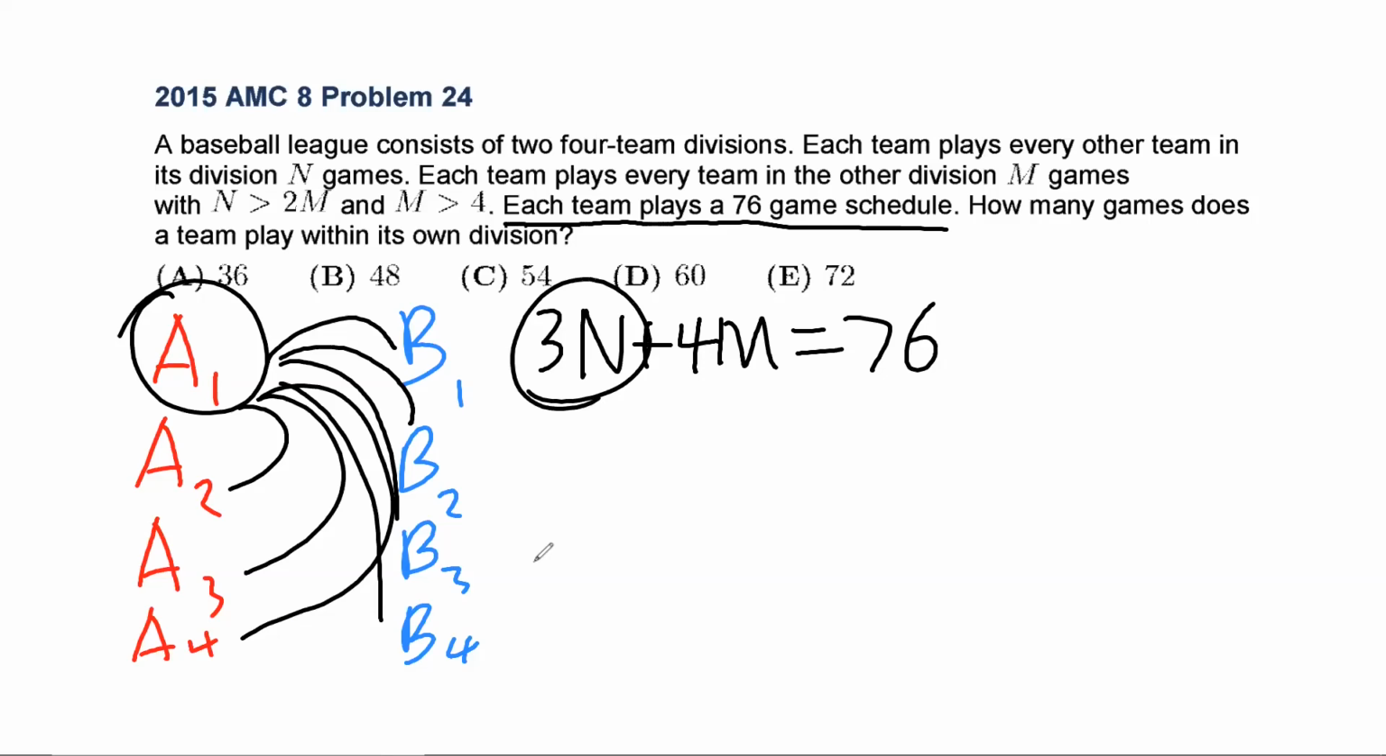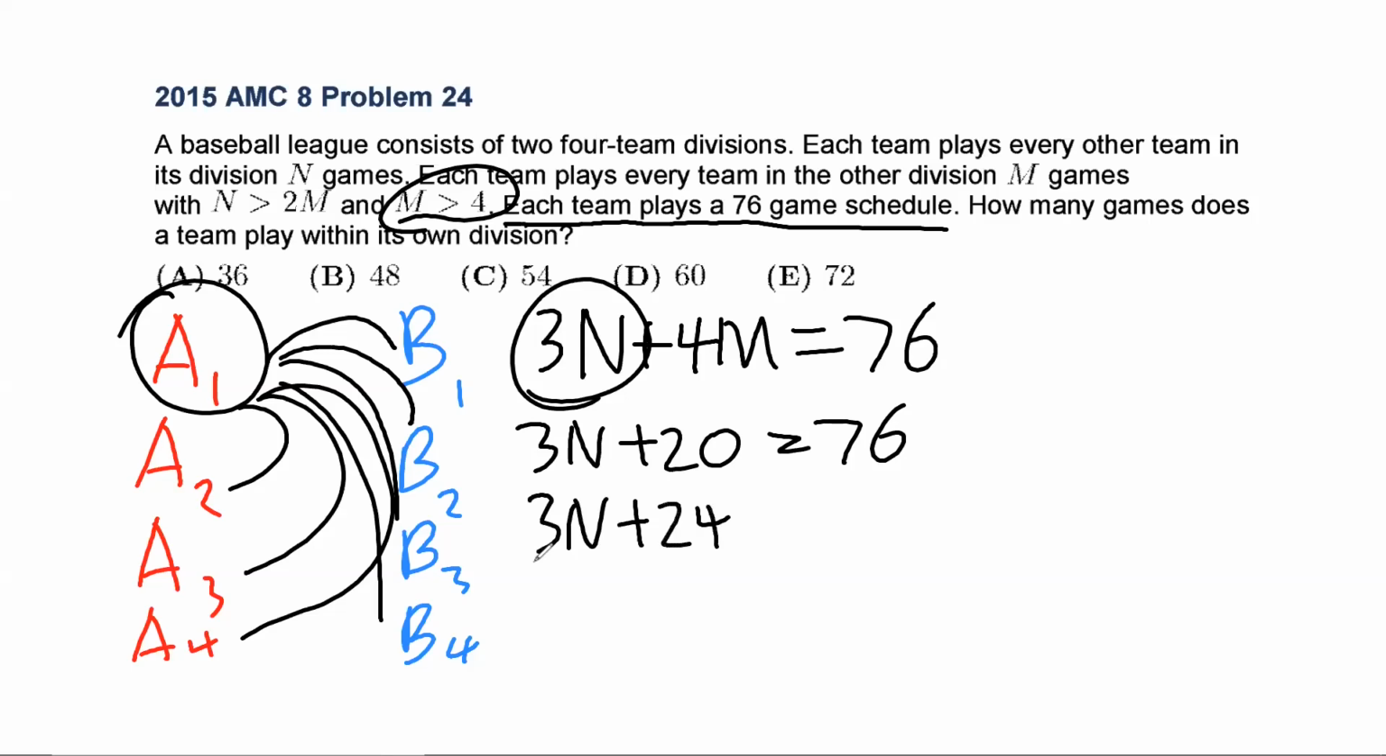They tell you that m is greater than 4. So you can try m equals 5. And at m equals 5, you get 3n plus 20 is equal to 76. This is impossible because 76 minus 20 is not divisible by 3. Then you might try m equals 6. 3n plus 24 is equal to 76. And you'll find that still it doesn't work, because 76 minus 24 is 52, and that is not a multiple of 3.